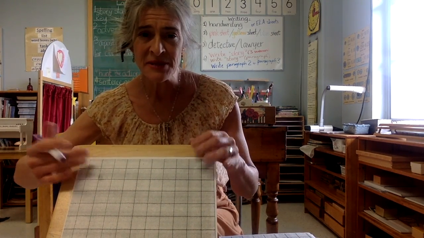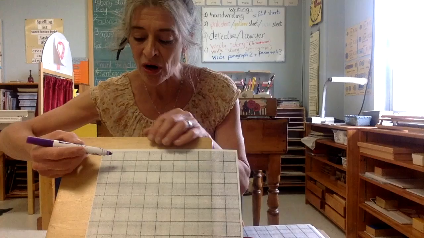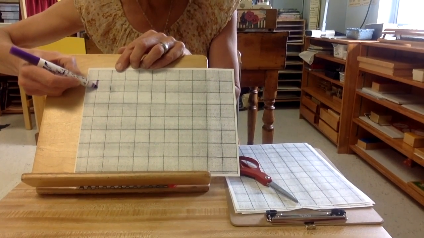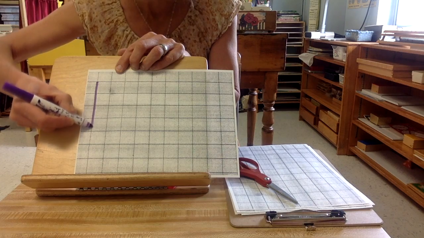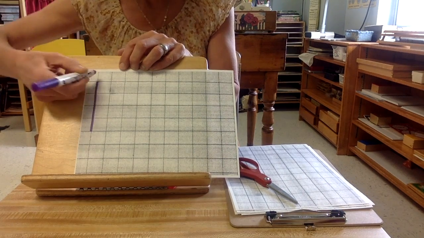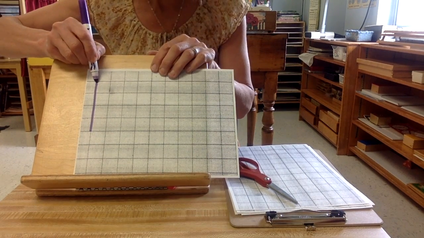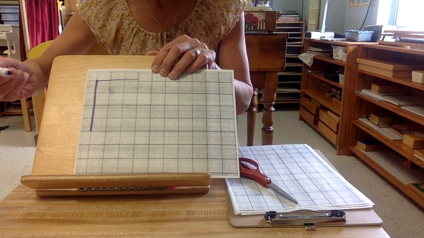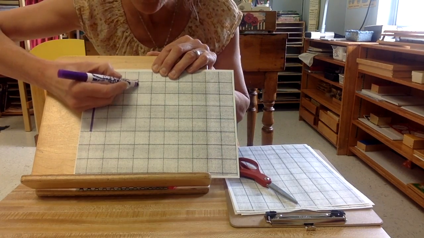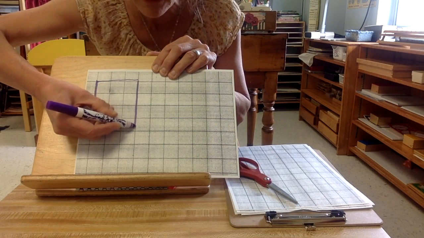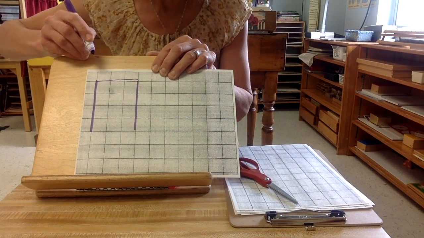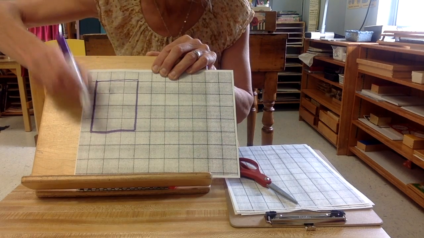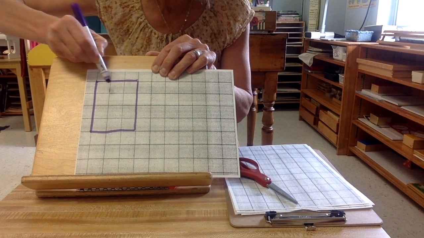So I'd like you to take this piece of paper and with me carefully draw. Start up here in the corner and go down 4. 1, 2, 3, 4. And now go back up to the top and go across 3. 1, 2, 3. And now go down 4. 1, 2, 3, 4. And then go across 3 and you made a rectangle. Okay.